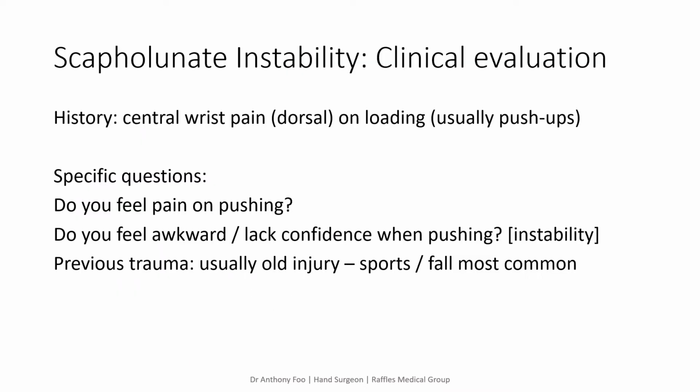Let's move to the next slide. The clinical evaluation of a scapholunate instability starts pretty much with a history, like everything else. A more common feature of the history is dorsal central wrist pain on loading. This is most common in the push-up position, for instance doing a real push-up, or just pushing on a door or pushing themselves off a chair or table.